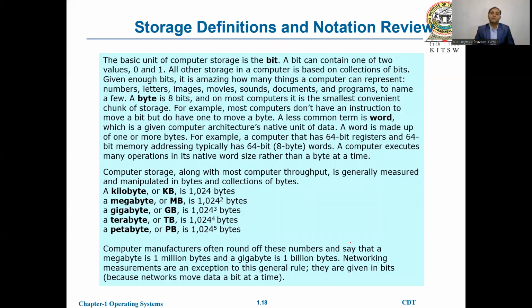So, storage definitions and notations. You know what storage and storage units are. This is the thing we need to remember. The basic unit is a bit, and 8 bits is called a byte. Then 1 kilobyte, or 1 KB, is equal to 1024 bytes, and 1 MB is equal to 1024 KB. 1 GB is equal to 1024 MB. 1 TB is equal to 1024 GB. 1 petabyte is equal to 1024 terabytes. So these are the units of memory.